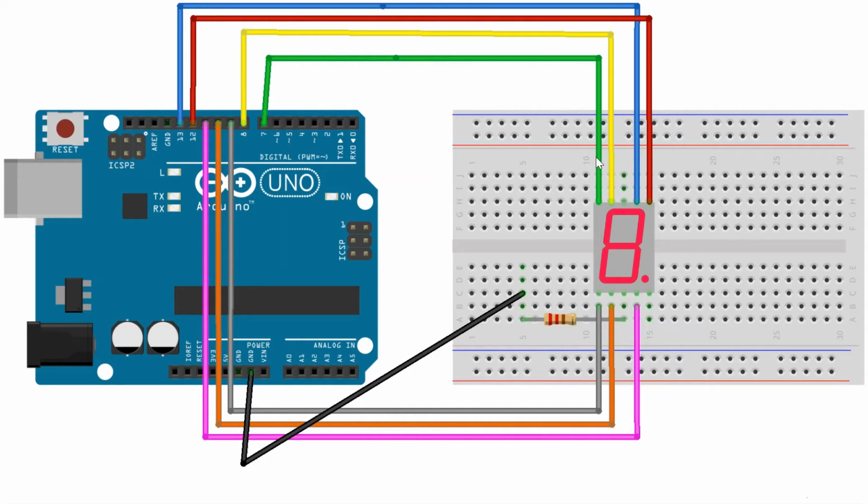Now suppose you want to display digit 1 on this seven segment display. We just have to simply turn on LED B and LED C. B is connected to pin 12 and C is connected to pin 11. So we'll give output of 12 and 11 as high, and the rest of the pins will get output low. So let's see how our code works.